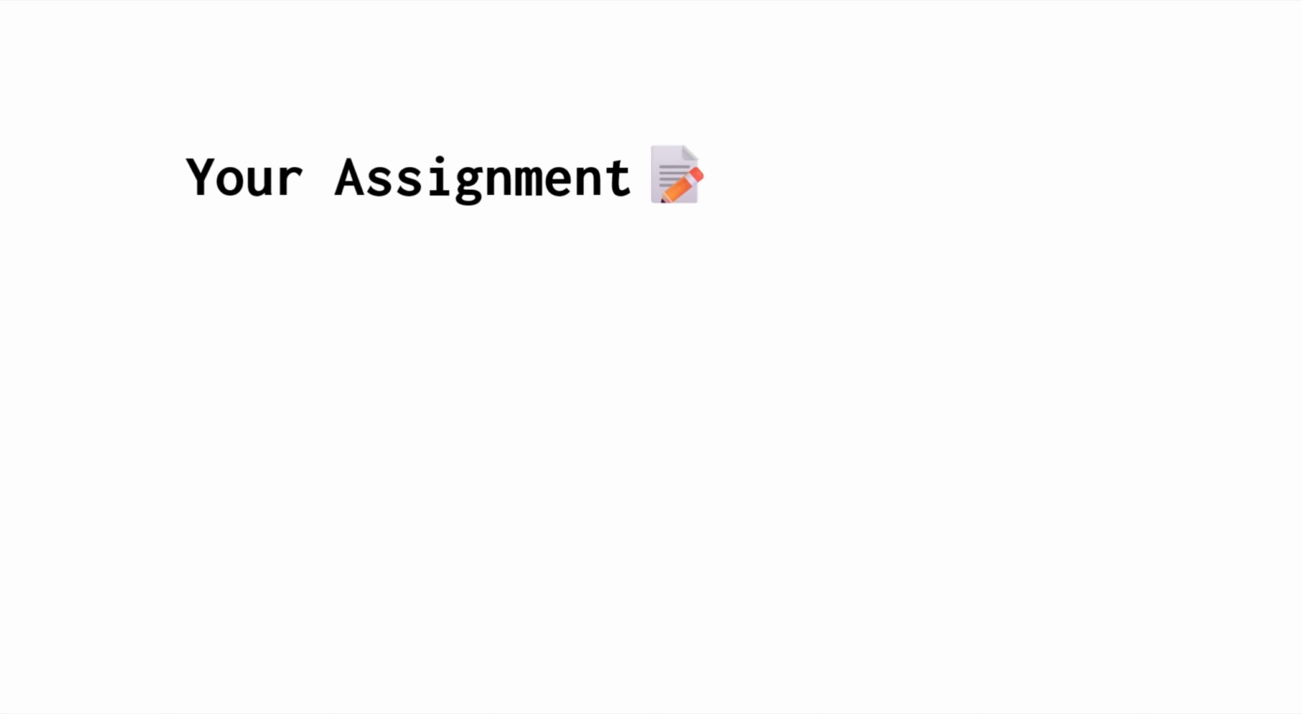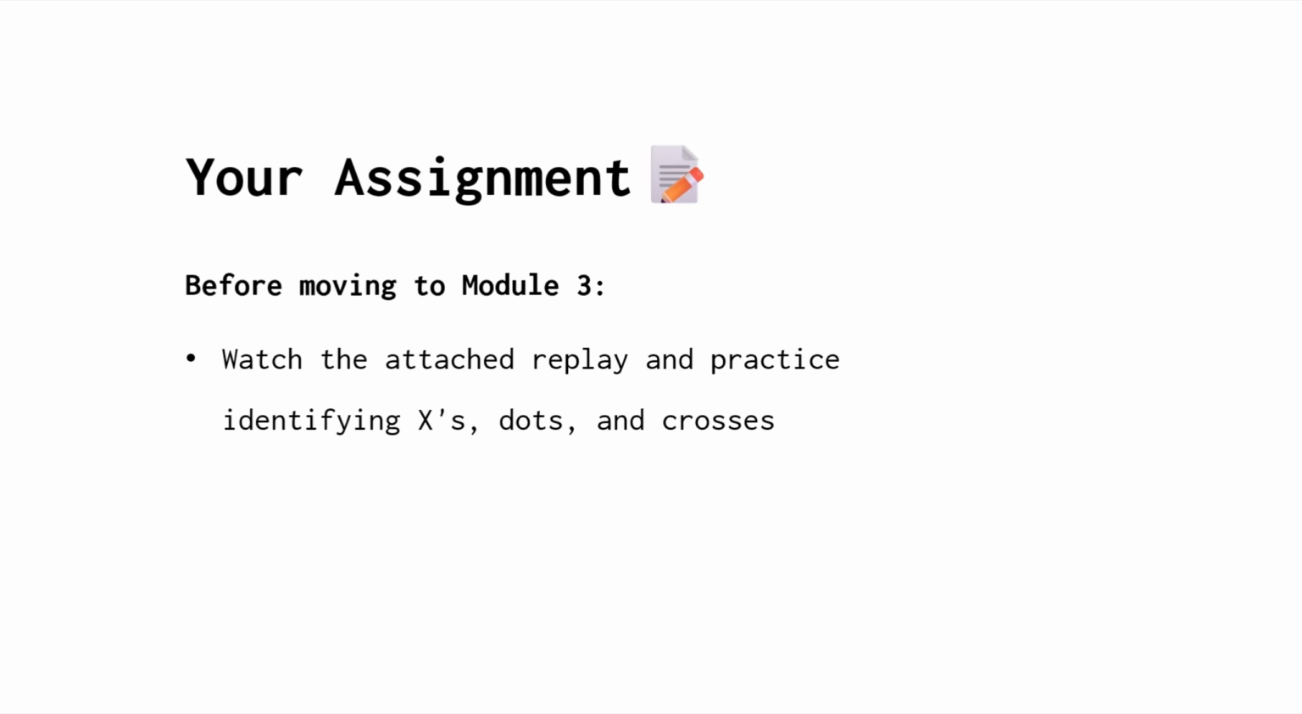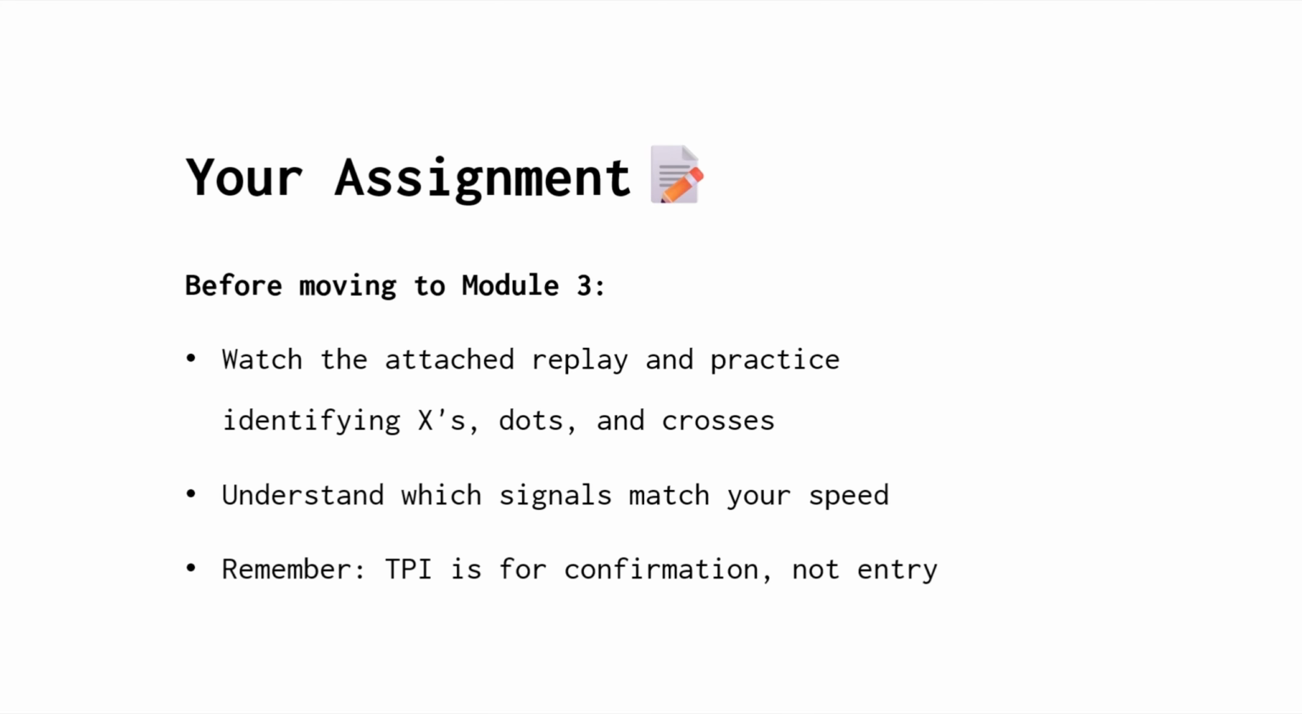This is your assignment. Before moving on to Module 3, watch the attached replay and practice identifying your X's, your dots, and your crosses. You must understand which signals match your speed. And remember, the TPI is for confirmation. It is not designed for entry. In Module 3, we will explore all the money exit techniques, which are advanced ways on how to use these signals to exit trades if you're an all the money trader.